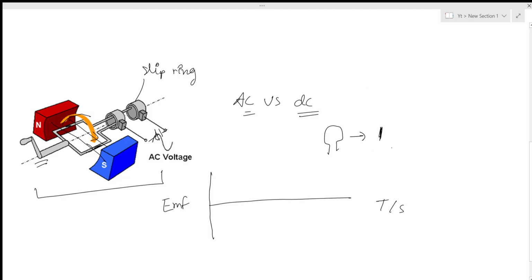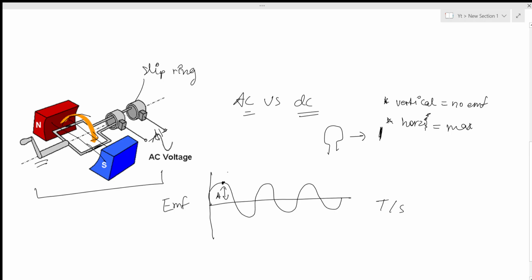So you have to know these points. Vertical, no EMF, and when it's at horizontal, maximum EMF is induced. So it goes like waves. Well, if you're in A levels, or if you have done a bit of graphs before, this is basically a sine graph. This is how the EMF is induced, and the amplitude of the waves are equal. It may not look like it, but the amplitude of the waves are equal. So this is how the EMF is induced.